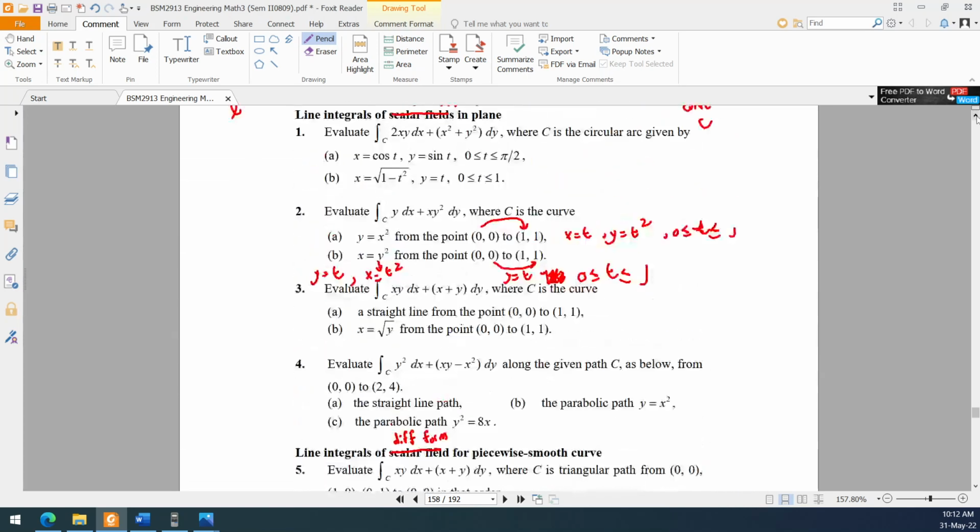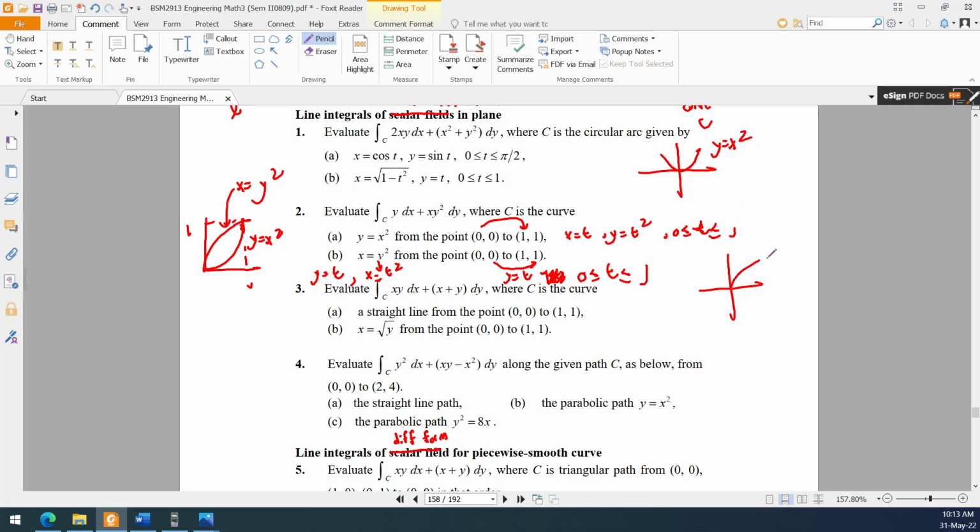The curve y equal to x squared is a parabola opening up, and x equal y squared is a parabola opening to the right-hand side. These two curves cross at 1, 1. They are different curves with the same starting and ending point. Normally the line integral is dependent on path, except later on when you learn about conservative vector fields. So this is question 2.